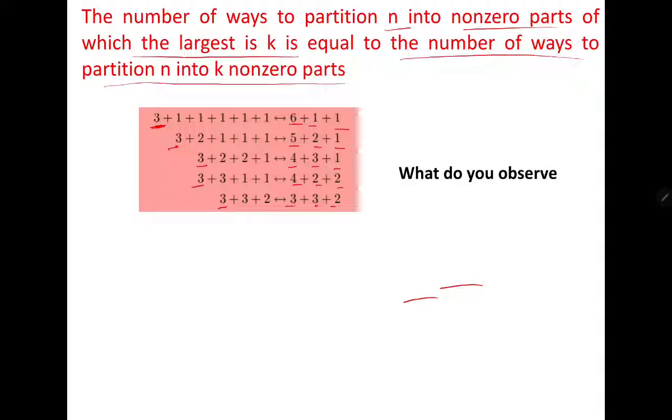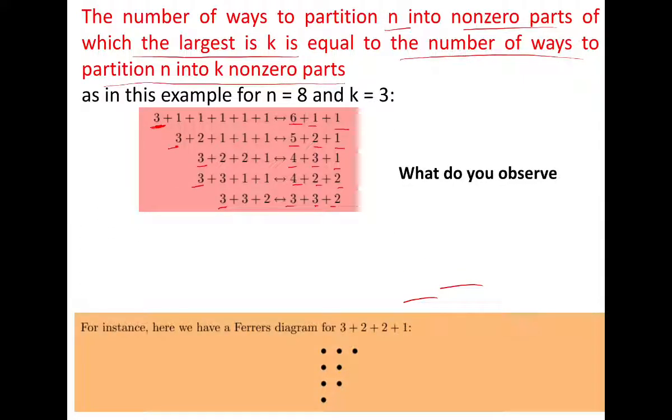So the number of partitions of 8 into 3 non-zero parts, which is 5, is the same as the number of partitions of 8 into parts where 3 is the largest. So it is a very interesting observation. But the question comes, how do we prove it? If you try by generating function, it's quite difficult.